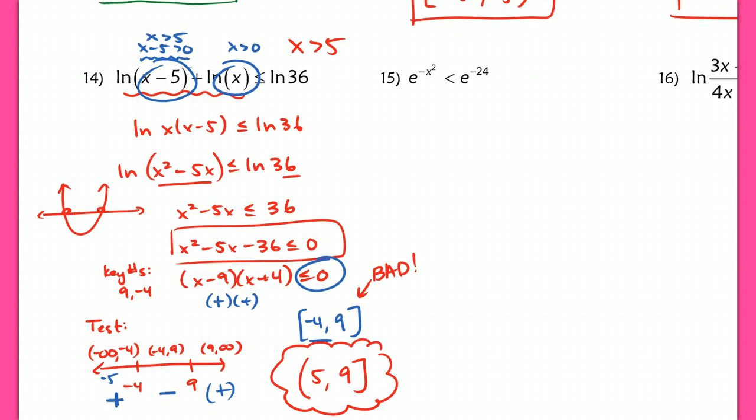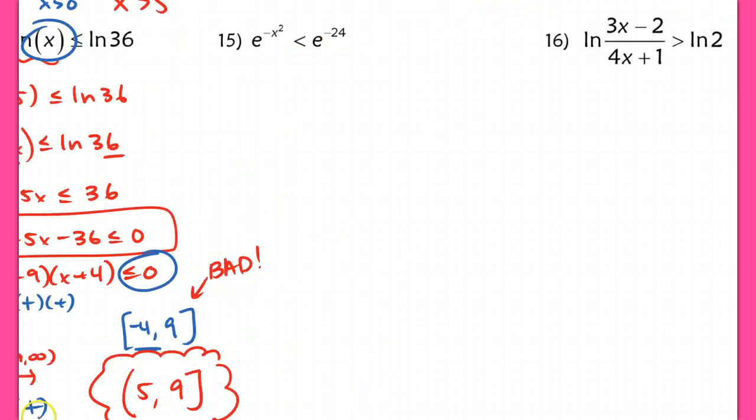The only point at which this function is negative is in between -4 and 9. So you could have skipped the testing if you just recall that basic idea from before. Now, in problem 15, we have an exponential function, which means that there's no restriction on x.